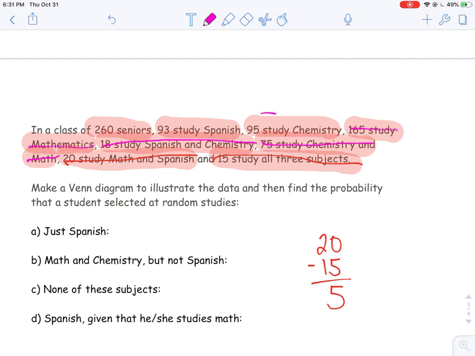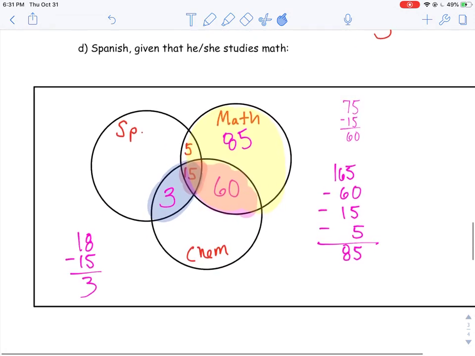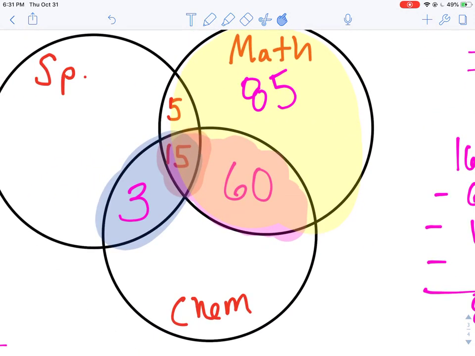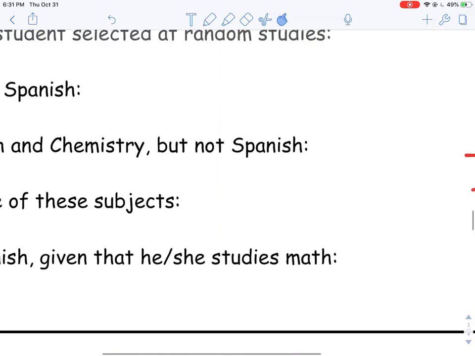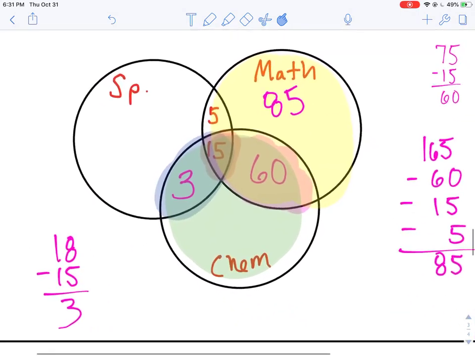Now I have 95 who study chemistry. So I'm going to look at my chemistry circle. The chemistry circle is down here. Now remember, the chemistry circle includes all these other people: the people who take math and chemistry, the people who take Spanish and chemistry, the people who take all three. So I'm going to go back up here, and I've got 95 who study chemistry.